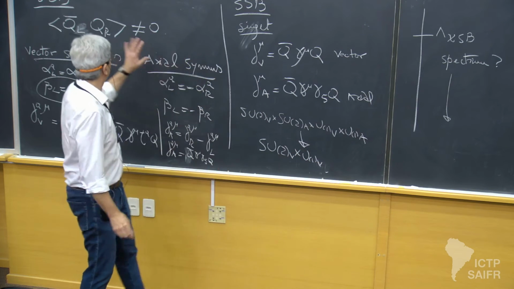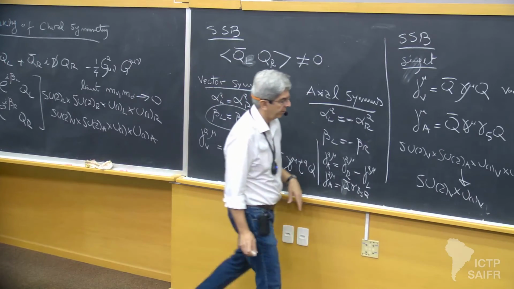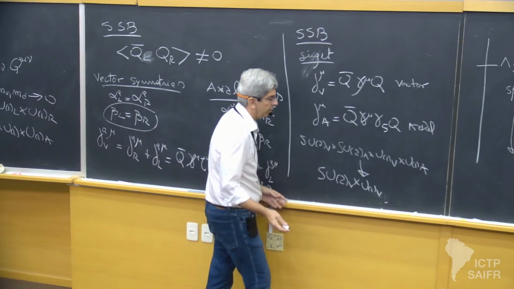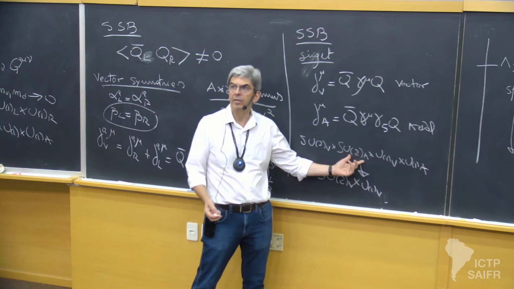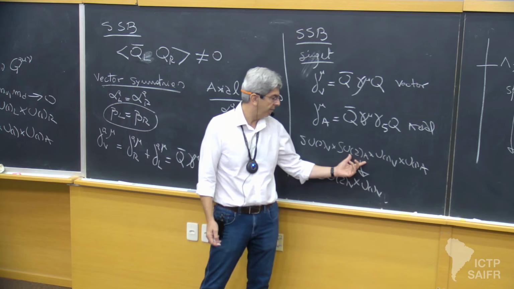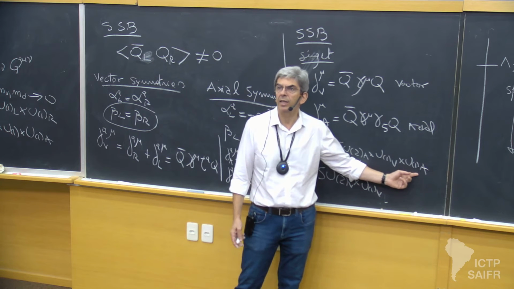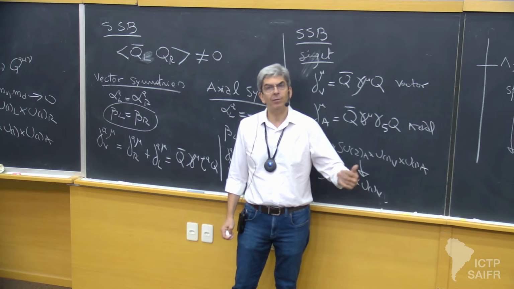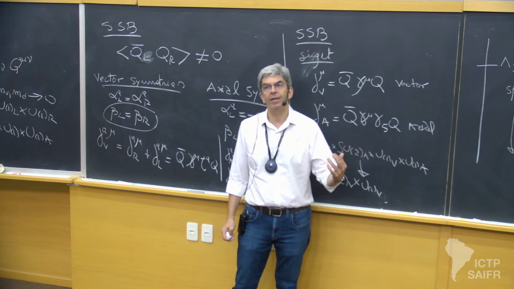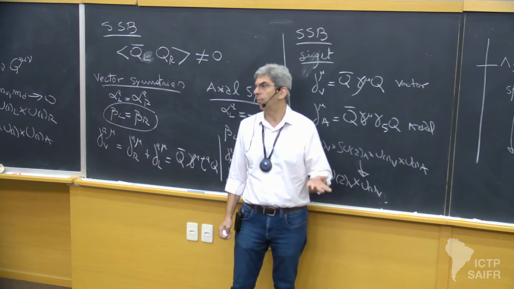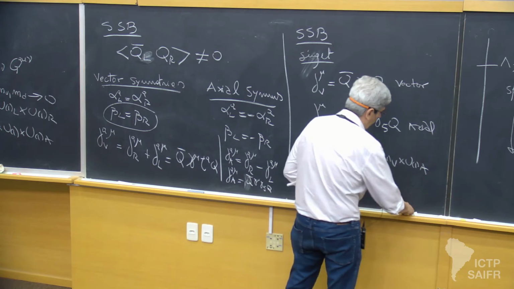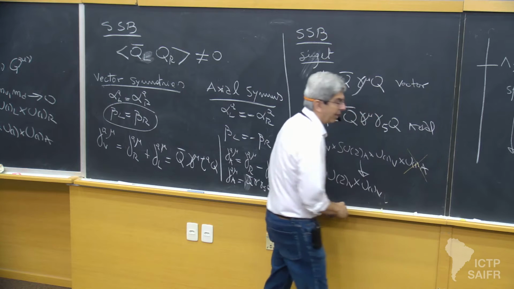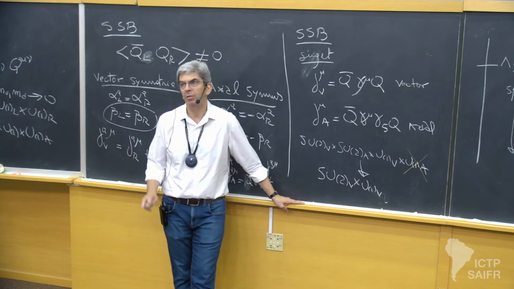Okay, because this breaks the axial but not the vector. And so the number of Nambu-Goldstone bosons should be the number of broken generators, so 3 for the axial SU2 and 1 for the axial U1. Now, I'm going to tell you later that the axial U1 is not a good symmetry. It's anomalous. It sounds very bad, so we'll see. But the axial U1 is not a good symmetry in the quantum theory. So we'll see that's what an anomaly is.